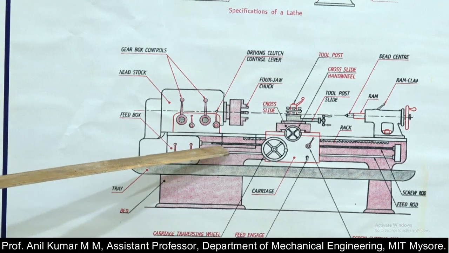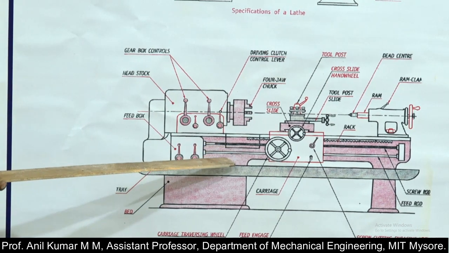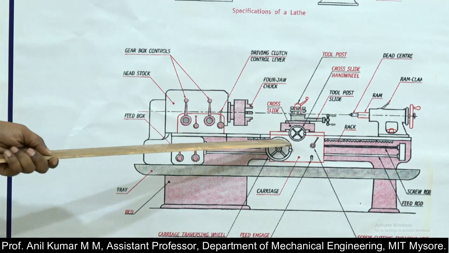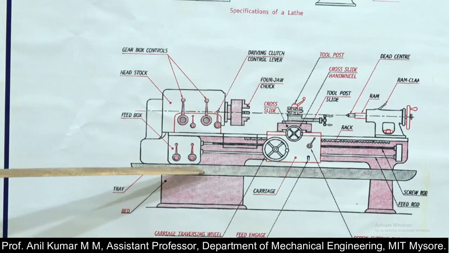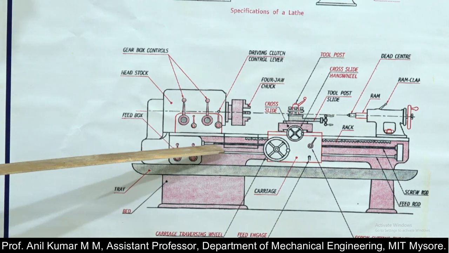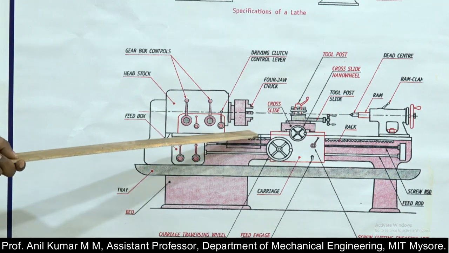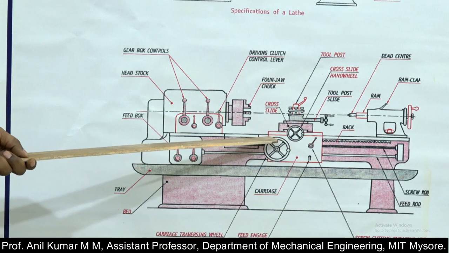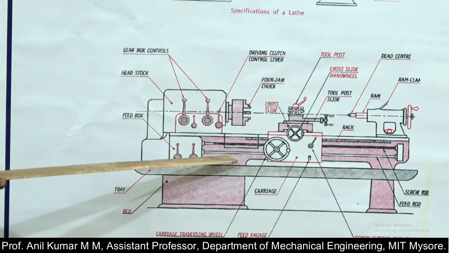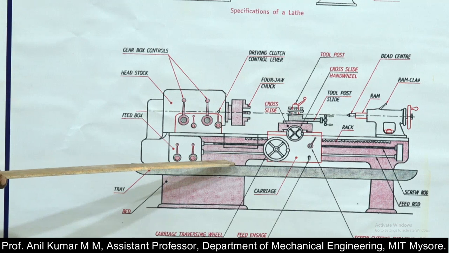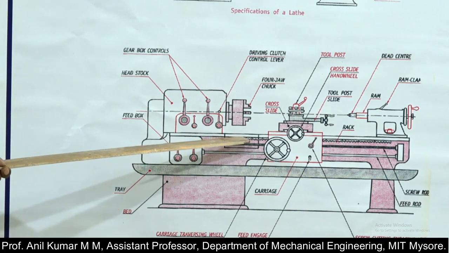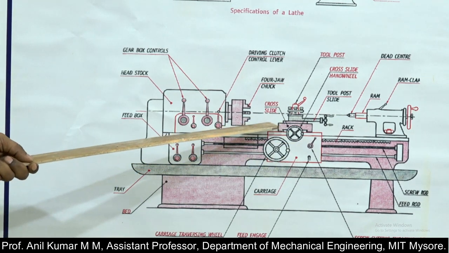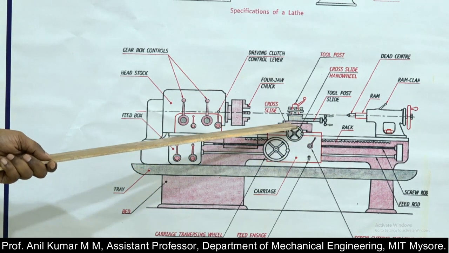Next is the lead screw. It is the screw rod that will give the automatic movement to the carriage for the thread cutting operation. Next is the feed rod. The feed rod is mounted at the front end of the lathe bed, and it will give the movement to the carriage for the turning operation and facing operation.